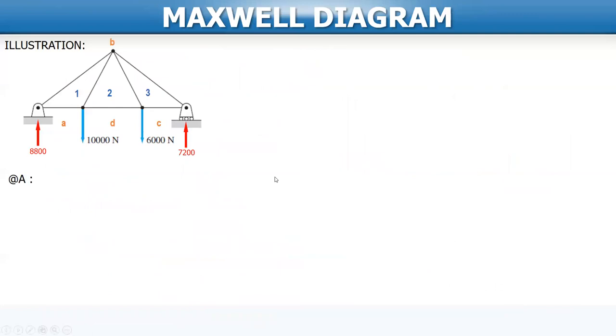Okay? Now, joint A, this joint A, right? A, B, C, D, E. So joint A, there are three members. There are three forces, rather. Three forces: 8,800, this one AE and AB.